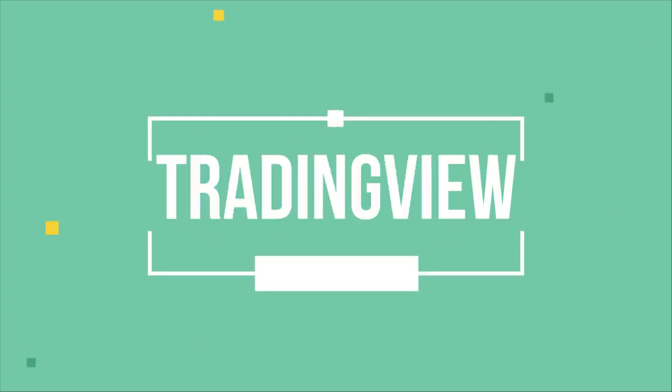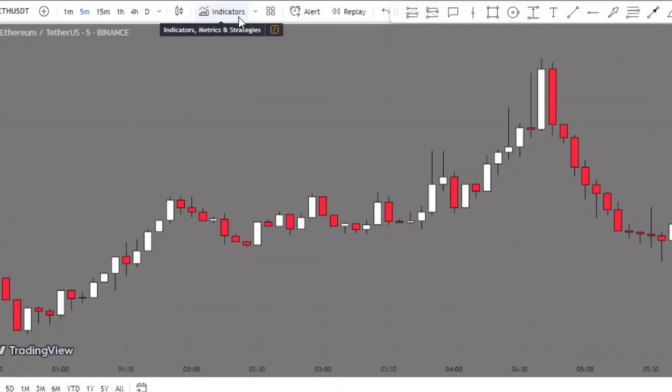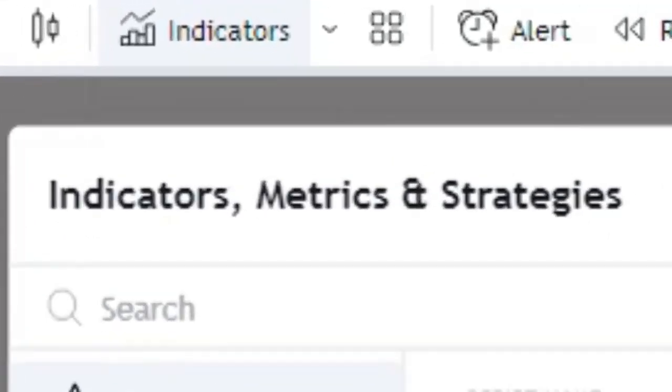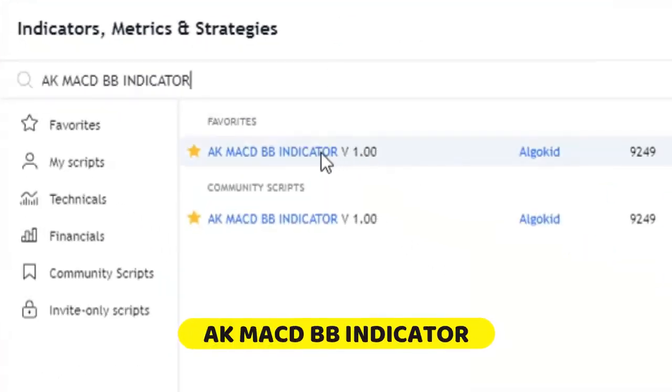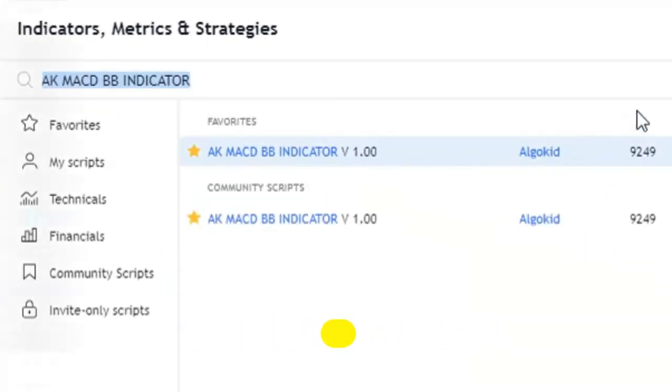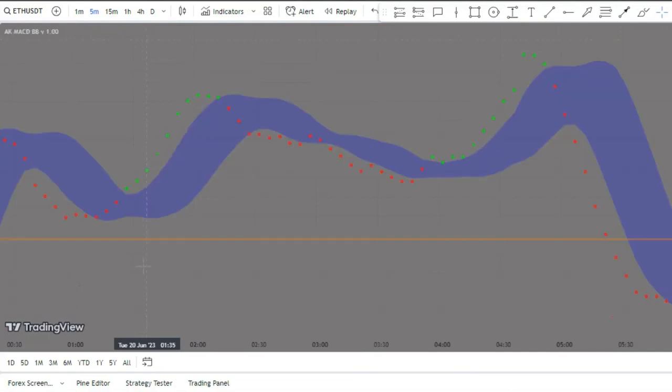Alright, go to the TradingView website and search for AK-MACD BB indicator in the indicators section and add that indicator to your chart. The indicator will look like this on the chart. The AK-MACD BB indicator is a combination of two technical analysis indicators which have proven their value, the Bollinger Bands and Moving Average Convergence Divergence.